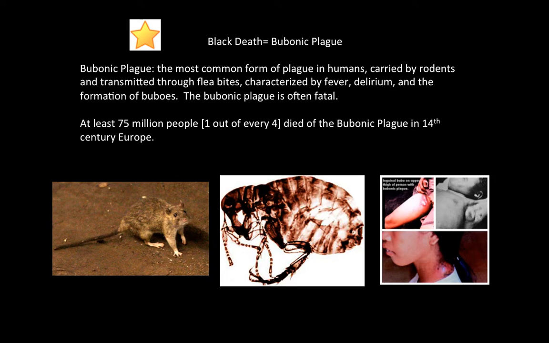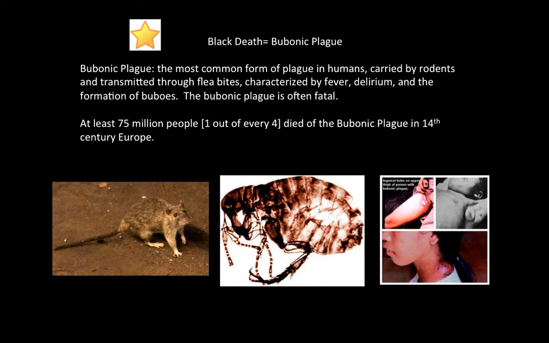One thing that they all experienced, though, was, in the 14th century, the Black Death. So the Black Death, which is also known as the bubonic plague, is a common form of plague in humans. It still exists today, although now we can treat it. It's carried by rodents, specifically rats, usually, and it's transmitted through flea bites. So a flea will bite a rat and then bite a human.